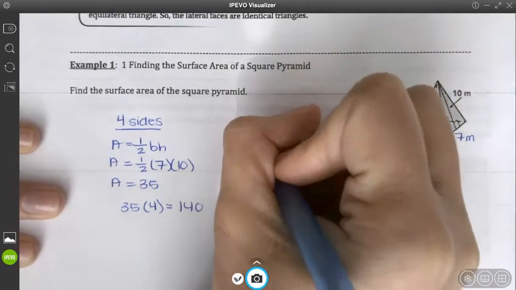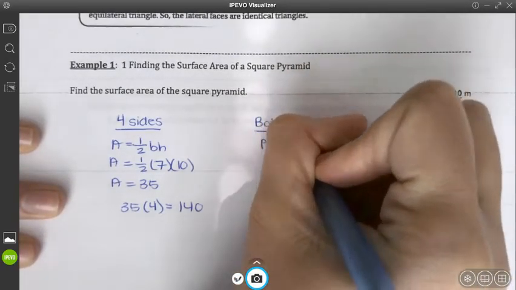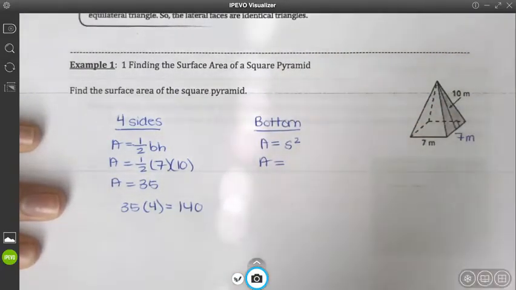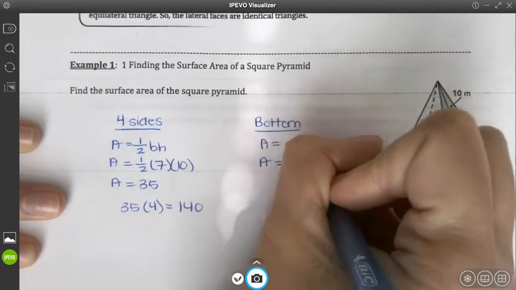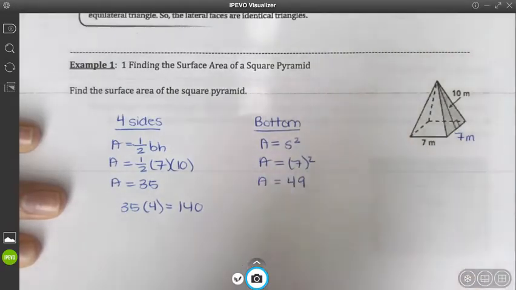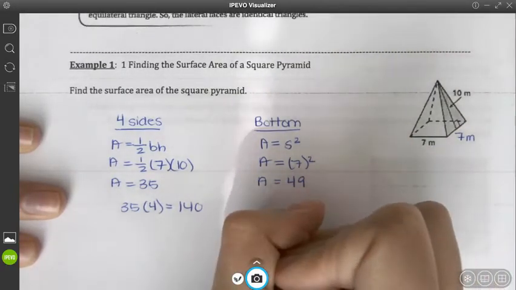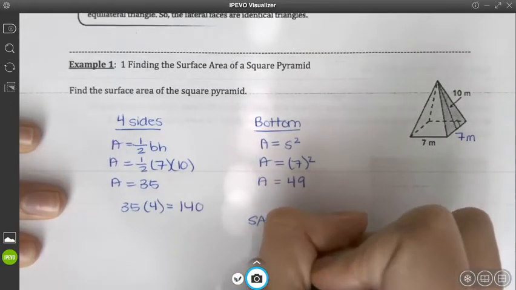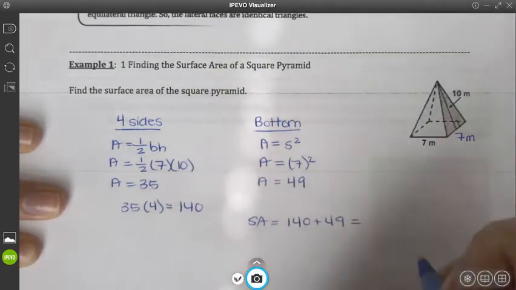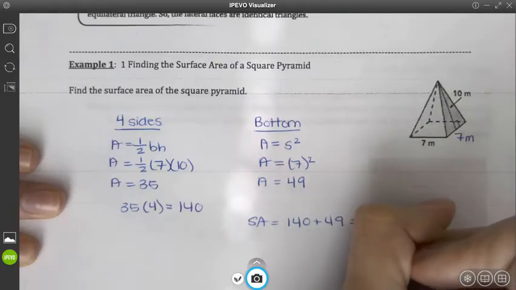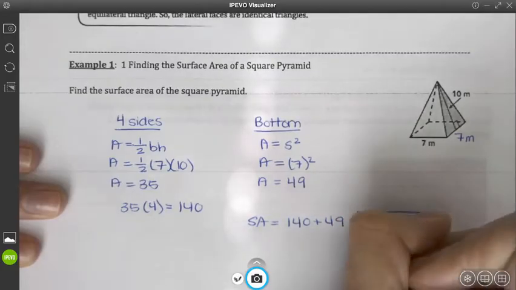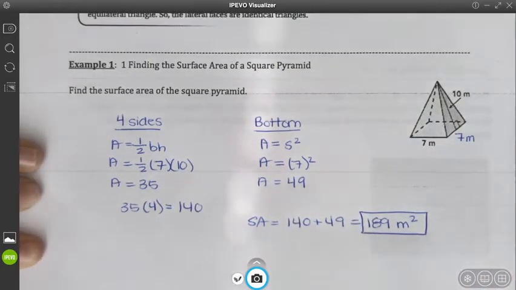Now we just have to do the bottom. The area formula of a square is s squared. You can also use length times width or base times height. So 7 squared, 7 is the side length of the square, gives me 49. So for my final answer, the surface area is 140 plus 49, so the 4 lateral faces plus the base or the bottom, and that gives me 189, and I'm going to label it meters squared. I'm still talking about a type of area, so we're still squaring it.